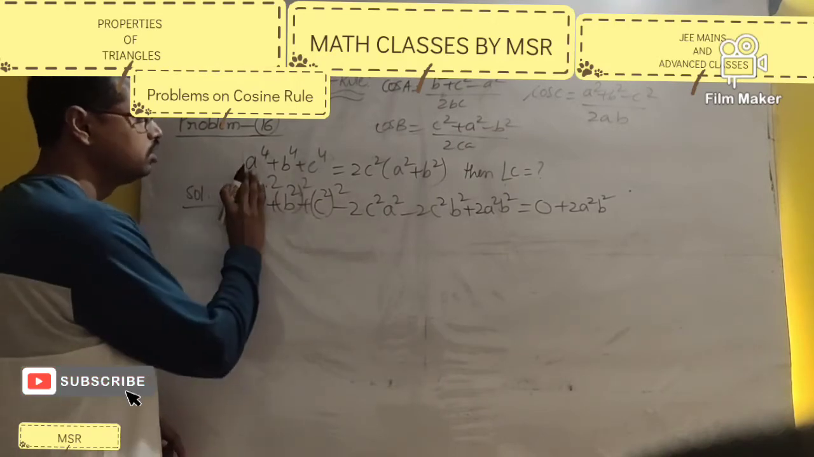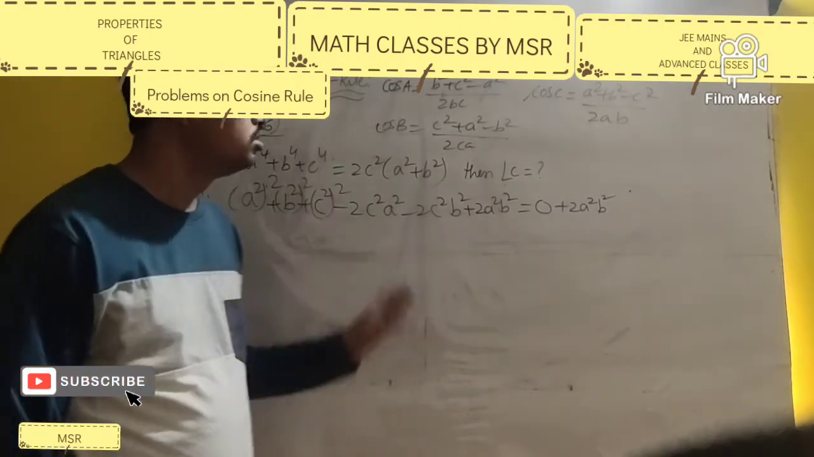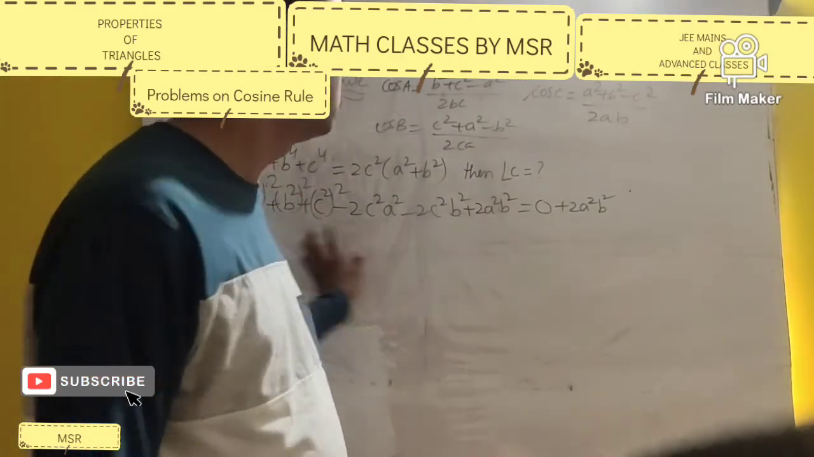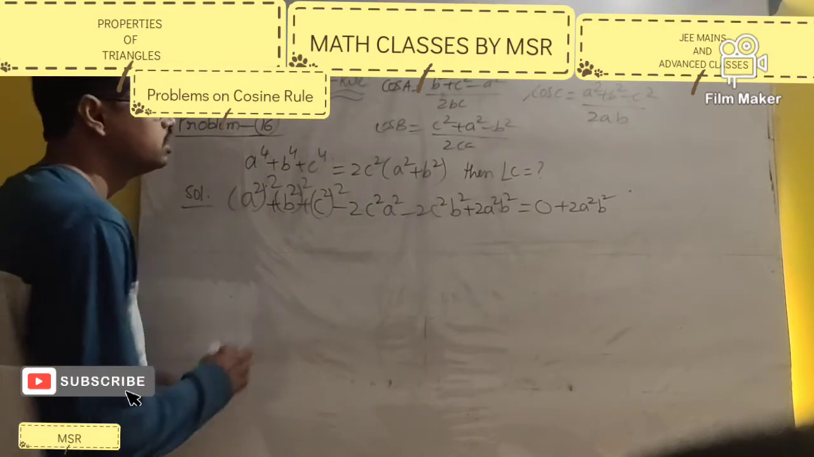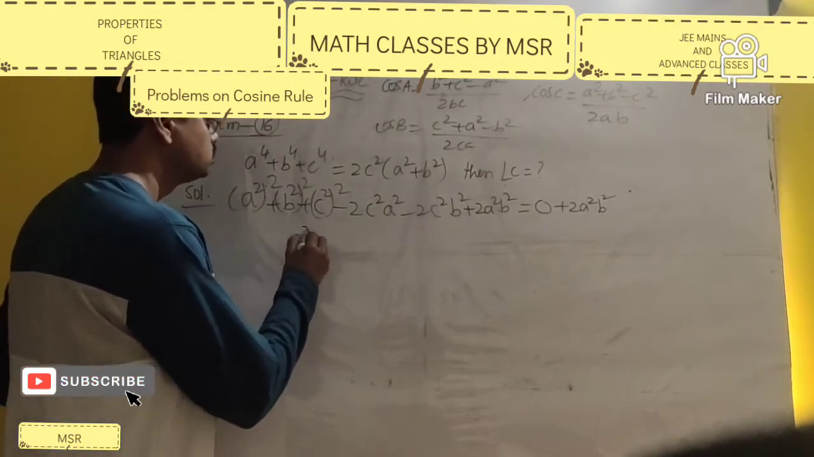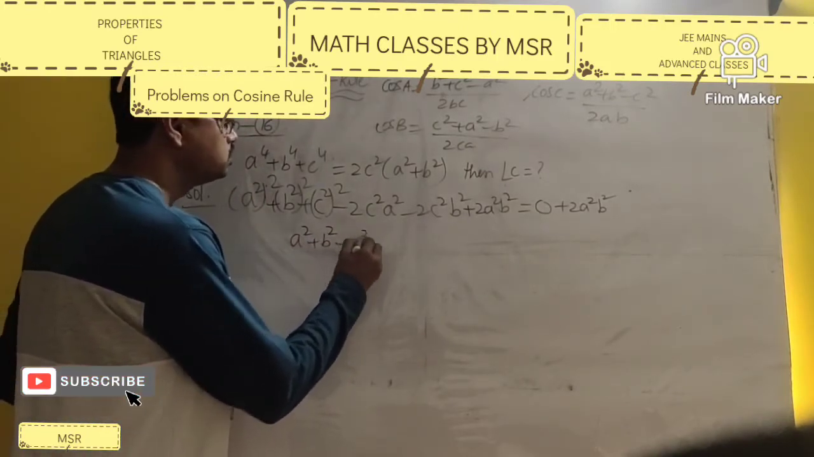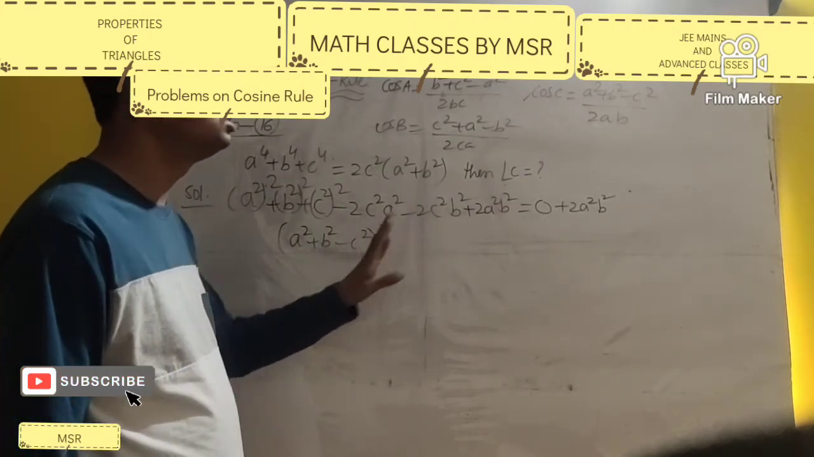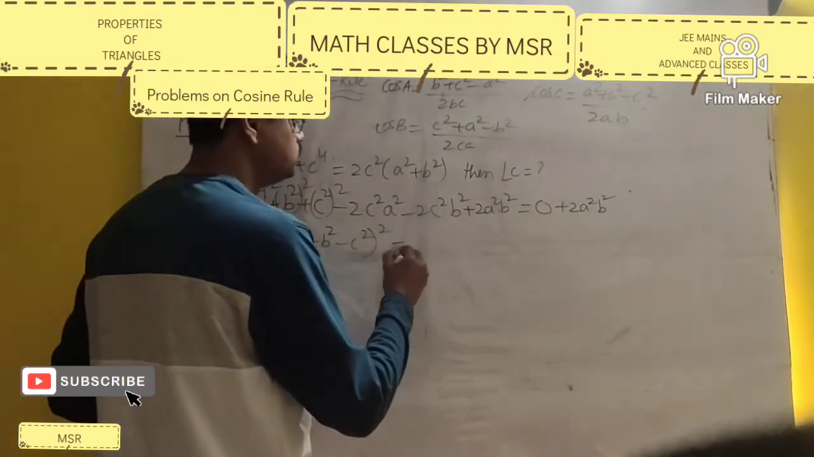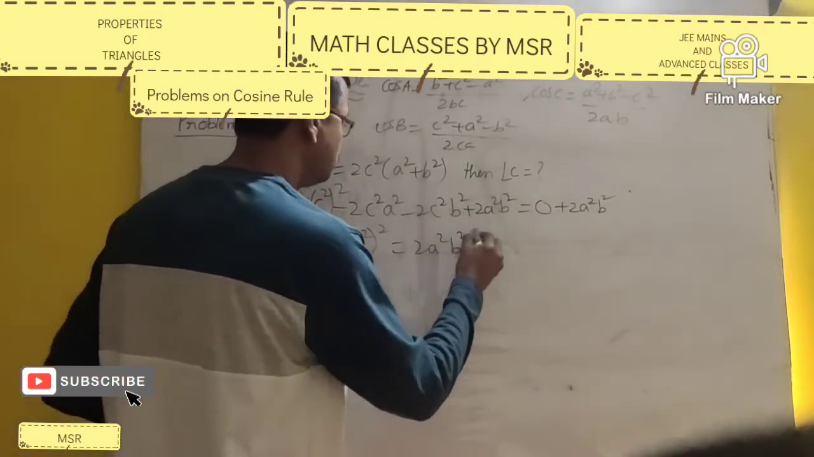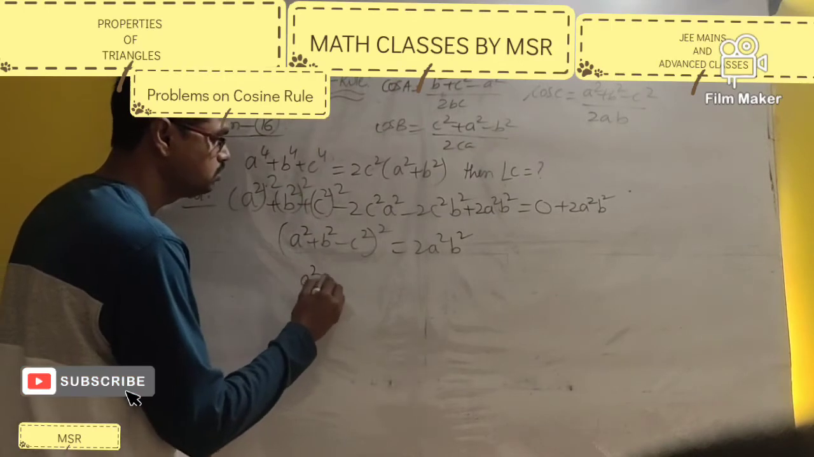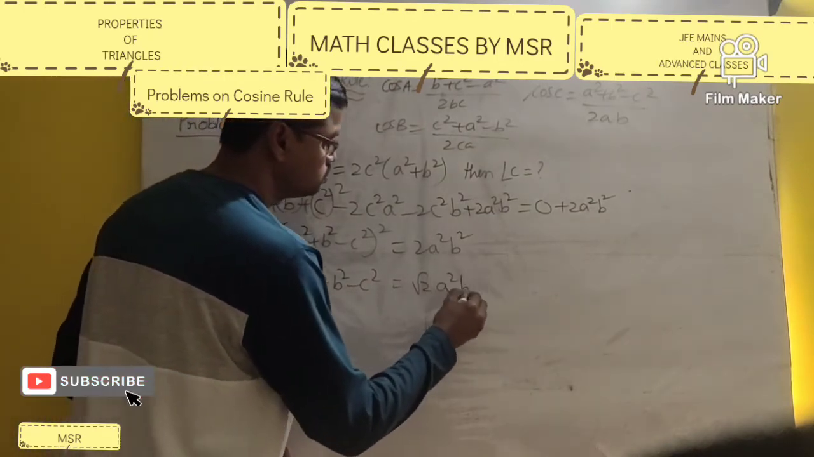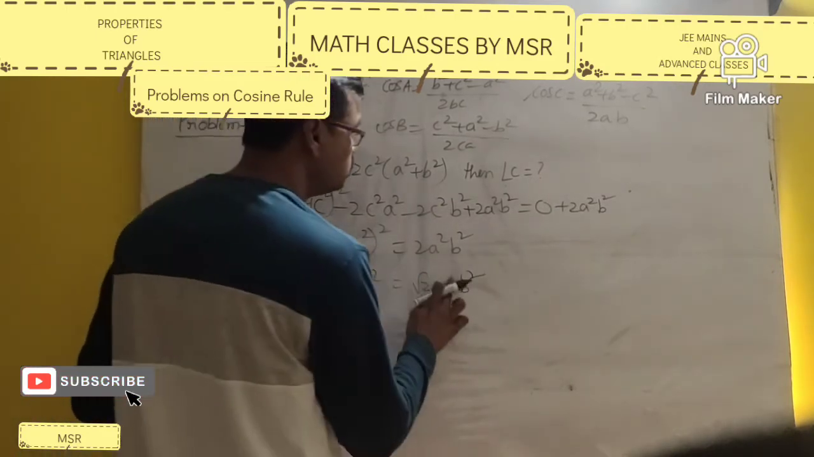Now it is in the form of a square plus b square plus c square minus 2ca minus 2bc plus 2ab. So I can write here a square plus b square minus c square whole square. This whole expression I write as a square plus b square minus c square whole square, which equals 2a square b square. Now a square plus b square minus c square is root 2 ab.